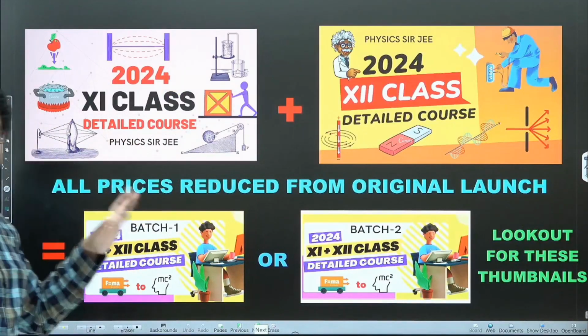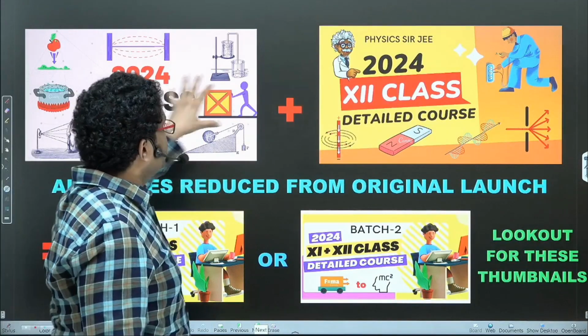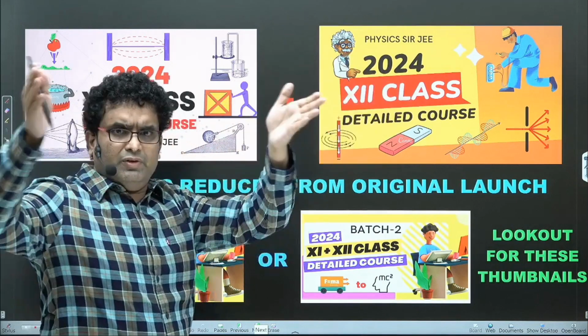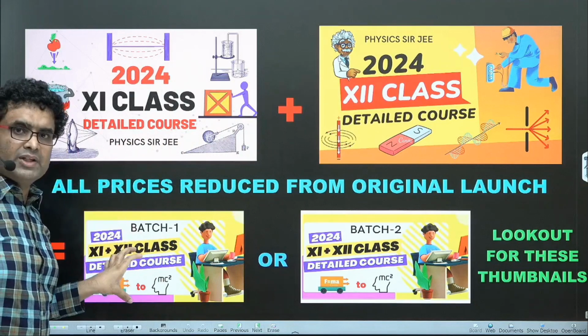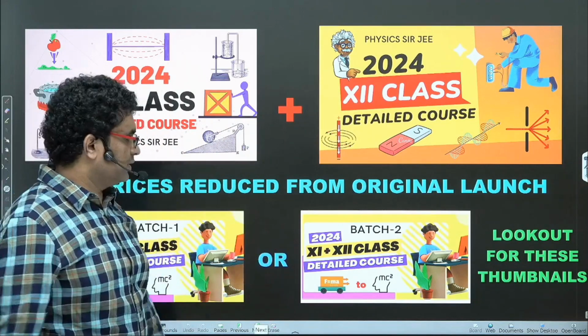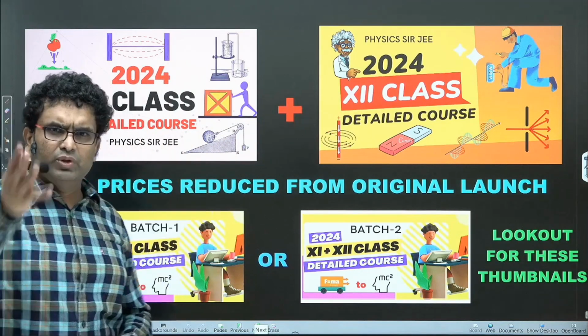So for 2024 aspirants, it's very clear. The 11th syllabus course and the 12th syllabus course, some of you have taken separately. The combined one is the content of either batch 1 or batch 2 of the 11th plus 12th. So look out for these thumbnails. You'll be able to easily find them.